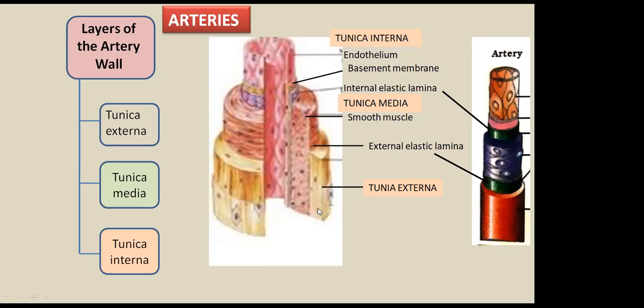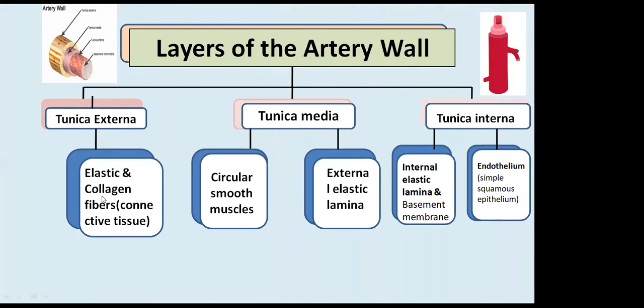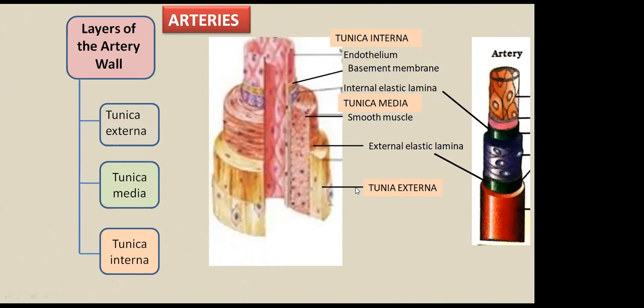Next, the outermost layer is the tunica externa. Tunica externa is formed by which layer? It is formed by elastic collagen fibers or connective tissues. So this tunica externa has one more lining of elastic lamina, that is called external elastic lamina.